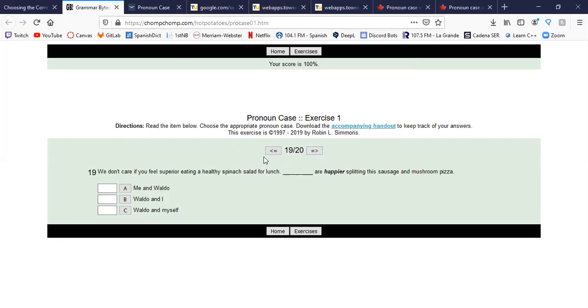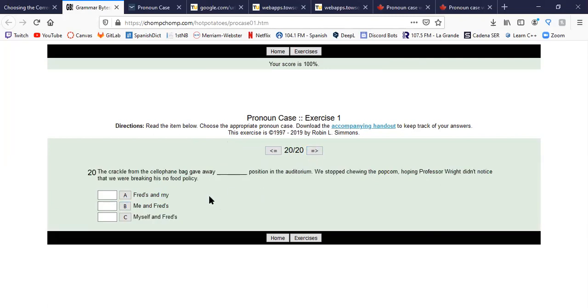Number 19. We don't care if you feel superior eating a healthy spinach salad for lunch. Blank are happier splitting this sausage and mushroom pizza. So this is the same as before. That's your hint. So pause the video and figure it out, because this is very similar to the last question. Awesome. So the answer here is Waldo and I, because we're both the subjects of this sentence. Waldo and I are happier splitting this sausage and mushroom pizza.